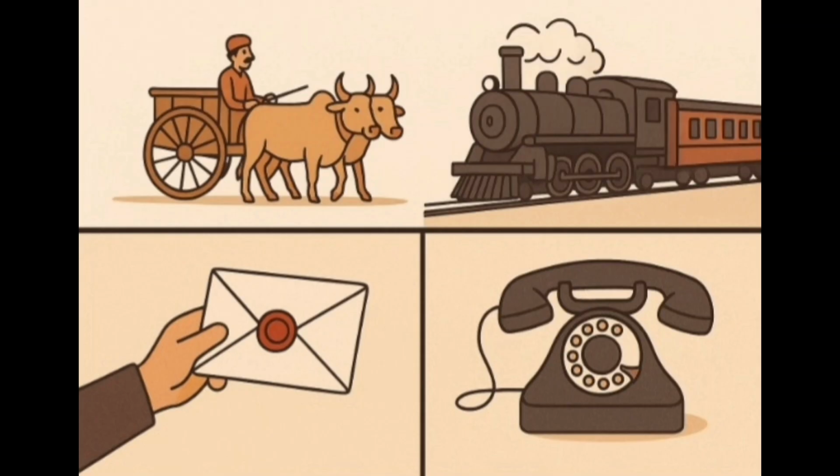History is full of changes, some fast, some slow. For example, transport changed from walking and bullock carts to buses, trains, and airplanes. Communication changed from handwritten letters to telegraphs, phones, and the internet. Agriculture changed with new seeds, fertilizers, and irrigation systems. Historians try to understand how these changes happened and how they affected people's lives.